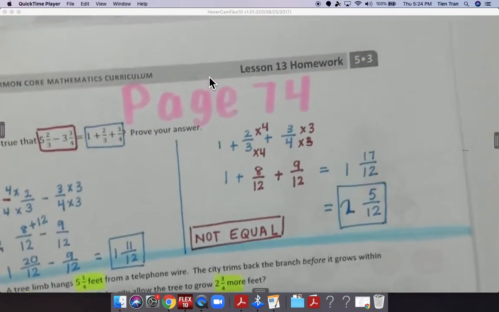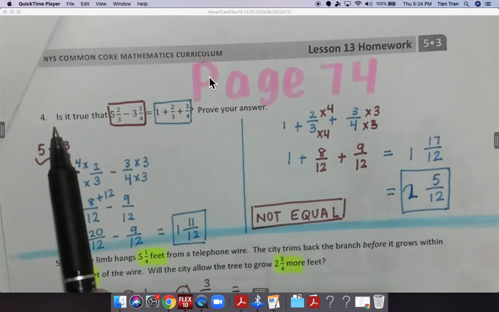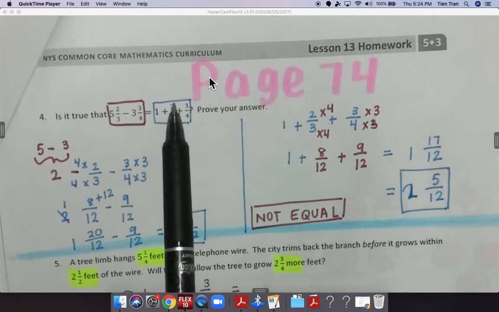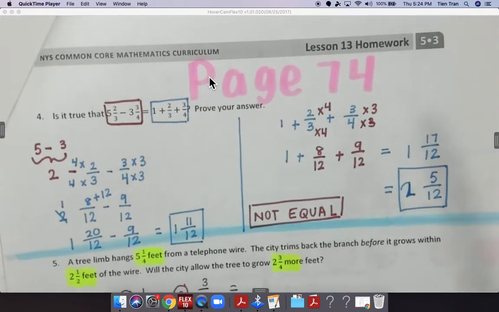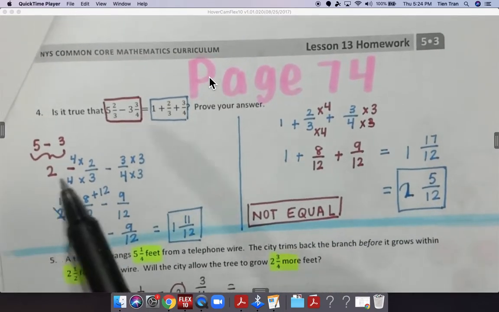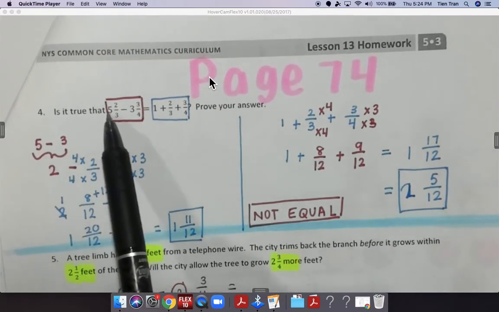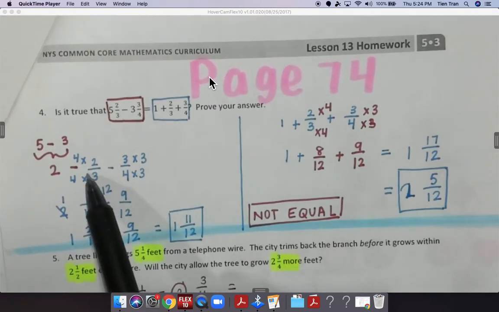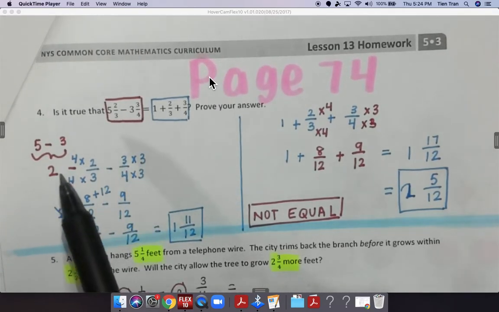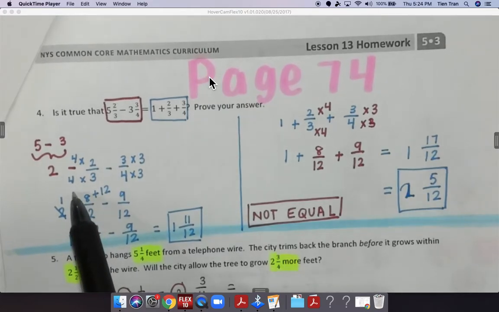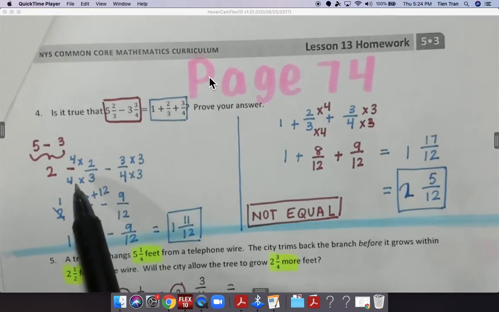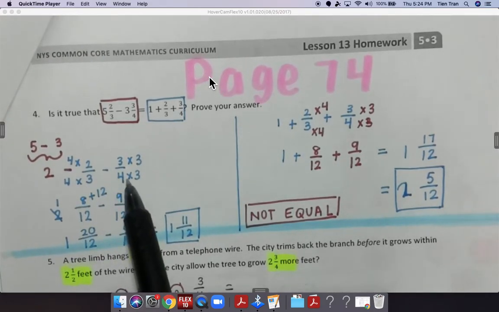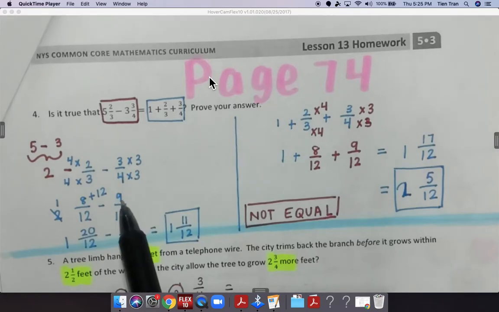This is page 74. For number 4, it says, is it true that 5 and 2/3 minus 3 and 3/4 is equal to 1 and 2/3 plus 3/4? To figure that out, I'm going to solve them separately to see if they're actually equal. 5 minus 3, those are the two whole numbers right here, is equal to 2. Now I have 2/3, I brought that down, and 3/4, I brought that down. Now I need to find the common denominator, which in this case for 4 and 3 is 12. So 4 times 3 is equal to 12, 4 times 2 is 8, 4 times 3 is 12, 3 times 3 is 9.